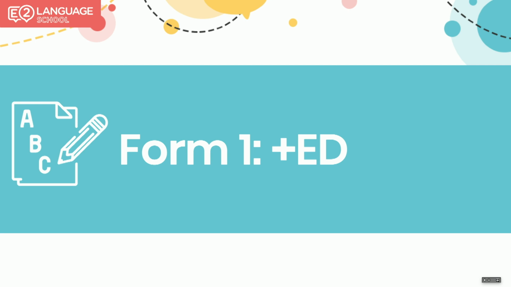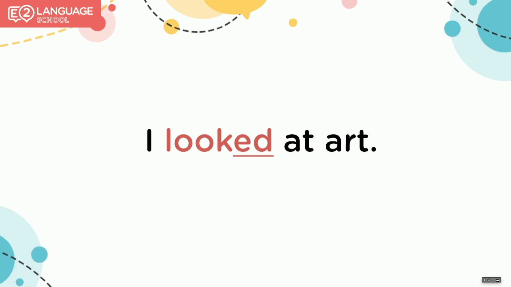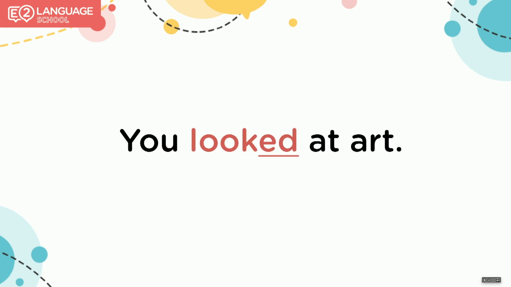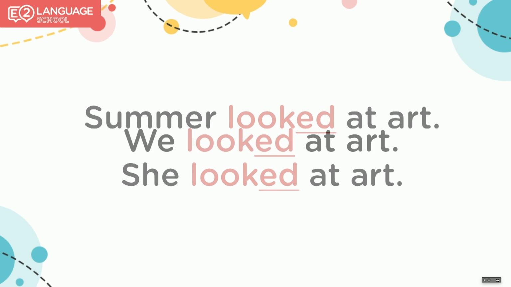Okay, let's look at the form of this did verb because there are sort of two forms. There's a regular, normal, usual form, and then there's another form where it changes and there's no pattern and you have to memorize it. So let's look at the easy one first. The easy one is that you add ed onto the do verb. So here we have the do verb look, and I add ed. And now I have a did verb. I looked at art. Okay? You looked at art. Summer looked at art. She looked at art. We looked at art.